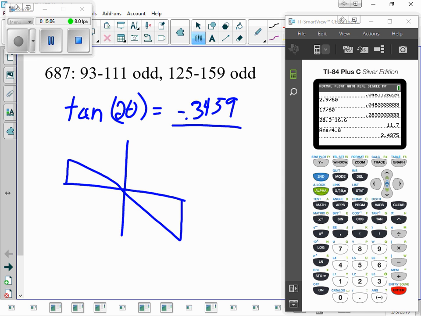Luckily, it wants our answers in degrees, so we can just use our calculators to do the inverse. If I take the inverse tangent of negative 0.3459, I get negative 19.08. So this angle right here is negative 19.08. If I set that equal to 2 theta and divide by 2, I'm going to get negative 9.5. Is that in the window we want? No.